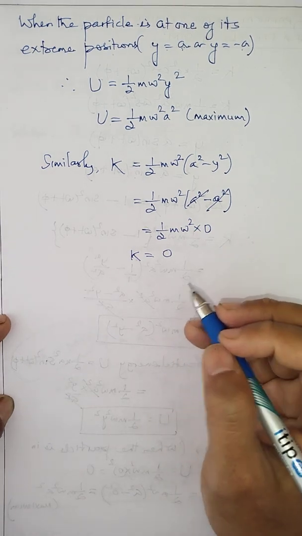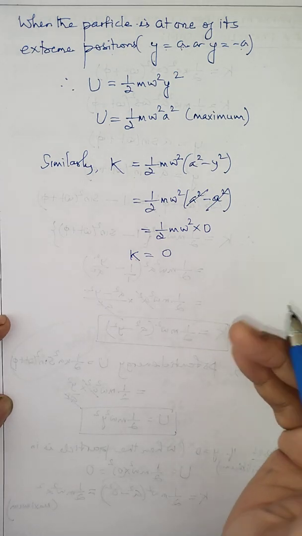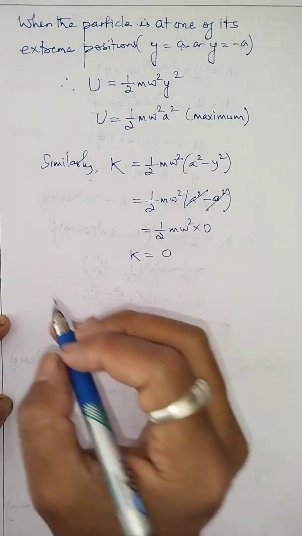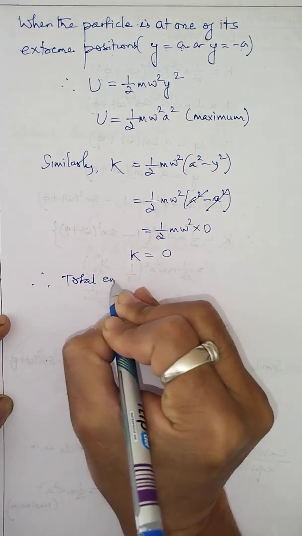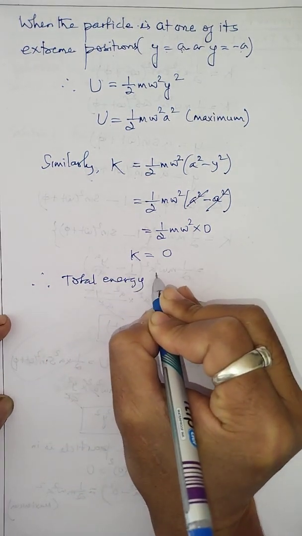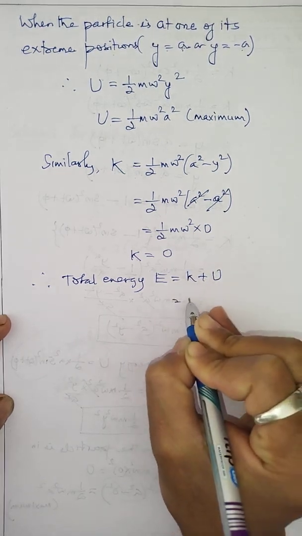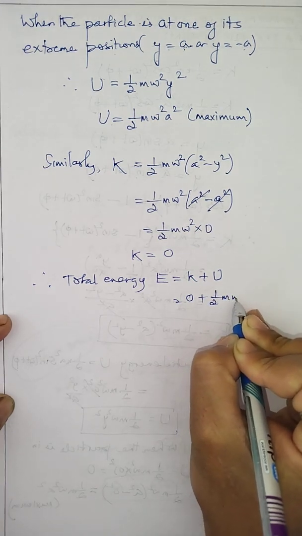So your kinetic energy will be 0 when the particle reaches the extreme position, while the potential energy of the particle becomes maximum. We have calculated the kinetic energy and potential energy, but now we calculate the total energy. As you know, total energy E equals kinetic energy plus potential energy. 0 plus the potential energy, which is half m omega square a square.